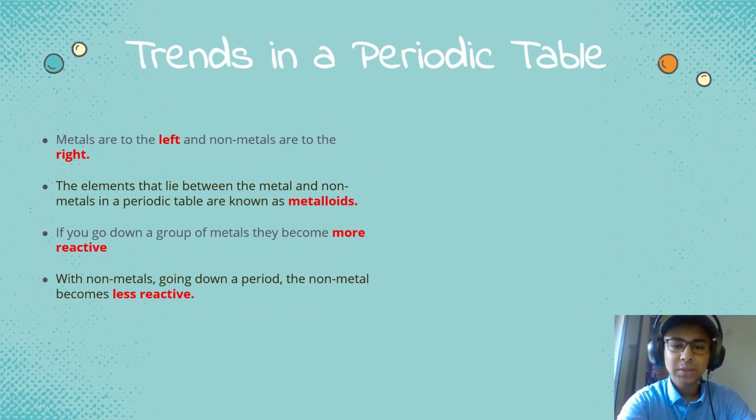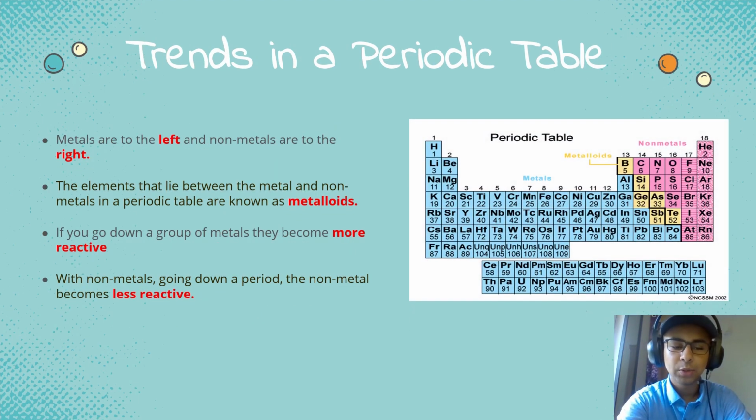Now let us have a glimpse at some of the trends in a periodic table. The metals in a periodic table are placed to the left while the non-metals are placed to the right. The elements on the border of metals and non-metals are known as metalloids, and they have the properties of both non-metals and metals. The elements in between the non-metals and the metals are known as transition elements.